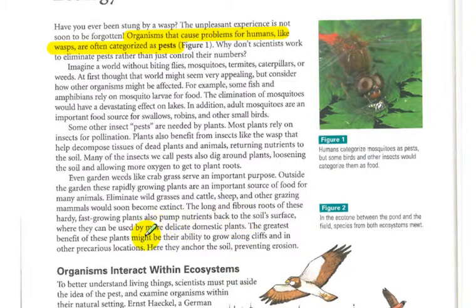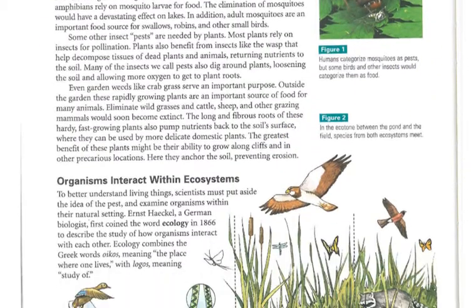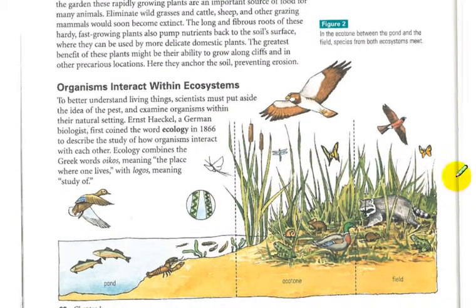The greatest benefits of these plants might be their ability to grow along cliffs and in other precarious locations. Here they anchor the soil, preventing erosion. So we can see things that we view as pests actually have a part to play.